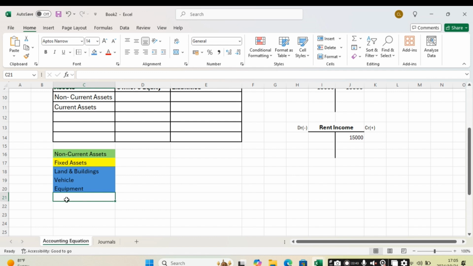Okay, so also under non-current assets, we have our financial assets. When they're talking about our financial assets, they're talking about what? Fixed deposits. We're talking about investments. Yeah, fixed deposit or investment. So let's just say investments.